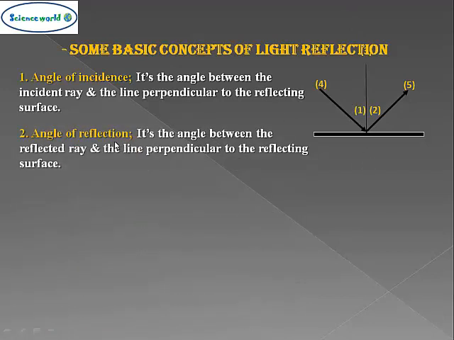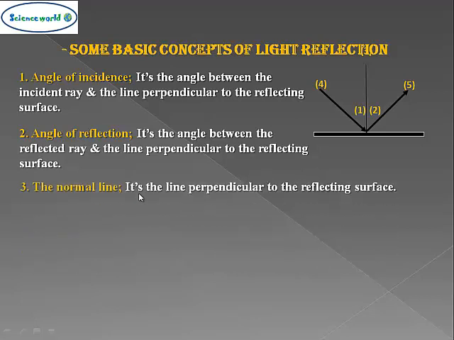Number 2, angle of reflection, the same. It is the angle between the reflected ray and the line perpendicular to the reflecting surface. So this is the angle of incidence and the angle of reflection. Number 3, the normal line. As we said, the normal line is the perpendicular line to the reflecting surface. This one is called the normal line.